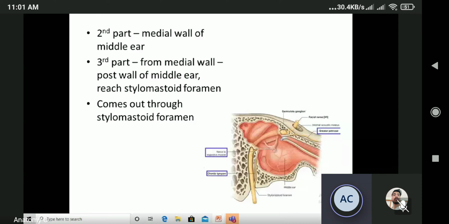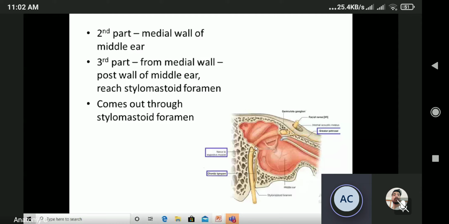From here, it enters the medial wall of the middle ear. Now, this is the medial wall of the middle ear here. So this forms the second part. You can say this is the second part of the facial nerve, which runs along the medial wall of the middle ear cavity. So this is the second part here.